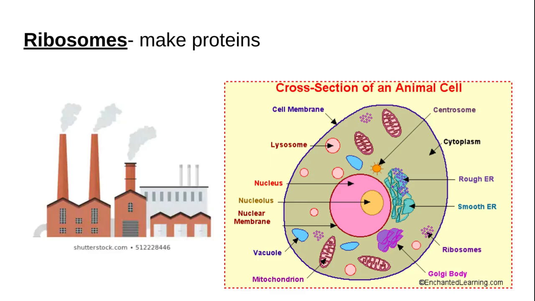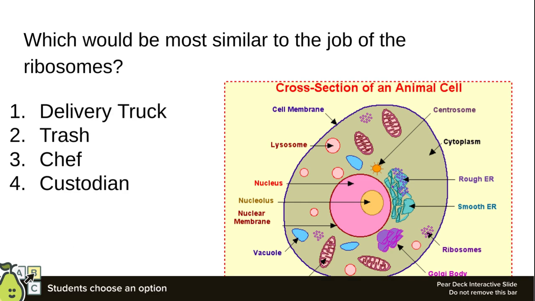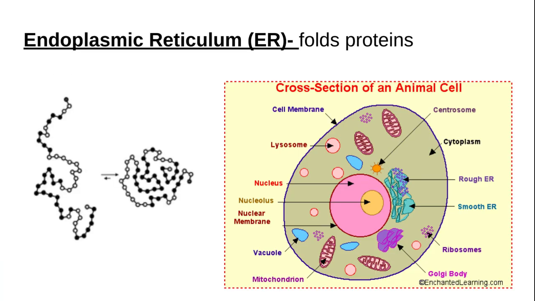Eventually, we need to make the proteins. So ribosomes, sometimes they compare ribosomes kind of like factories, because factories make stuff. But ribosomes are going to make proteins. Ribosomes are the little polka dots everywhere here in the cell. They're little protein-making factories. So if ribosomes make proteins, they make the stuff, what's going to be most similar to the job of the ribosomes if we're talking about making cookies? The delivery truck, the trash, the chef, or the custodian? If you said chef, you are correct, because the chef is doing the making the cookies.